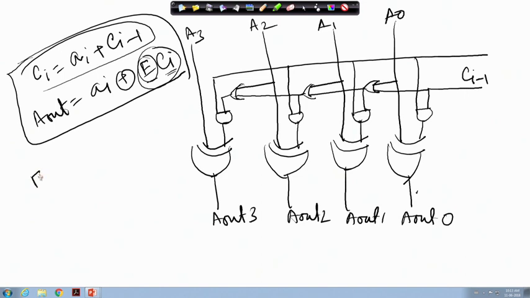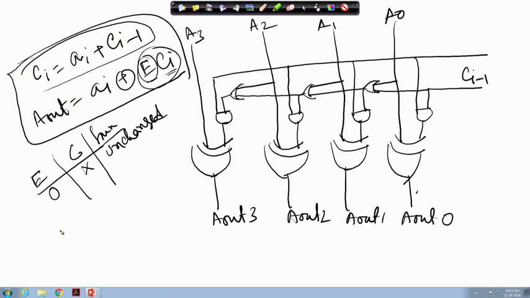Now, consider what was my functionality. So, functionality is if E is 0 and C, whatever the value of C is, the function will remain unchanged. That means it will be the same as input and output will be the same. So, if this is the E, okay. So, if E is 0, at that time what is the value of this? Each of these outputs is 0.